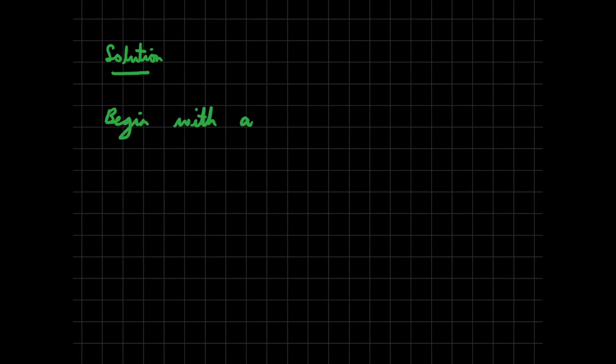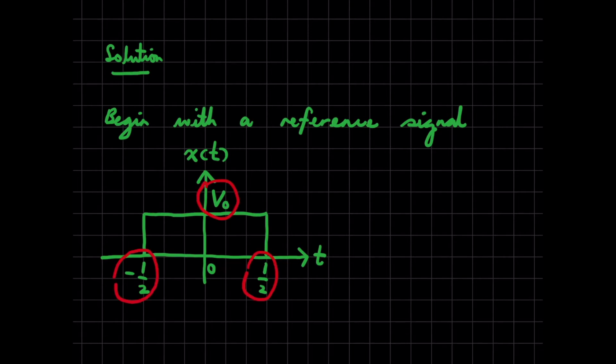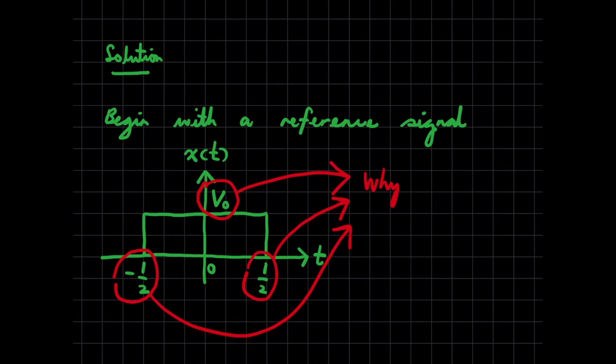The solution of this problem begins with a reference signal, where we have to choose a reference signal, and in this case the signal x(t) is chosen as the reference signal. The parameters of x(t) are given as follows. V naught is the non-zero amplitude, and this non-zero amplitude begins from t equal to minus 1 over 2 to t equal to 1 over 2.